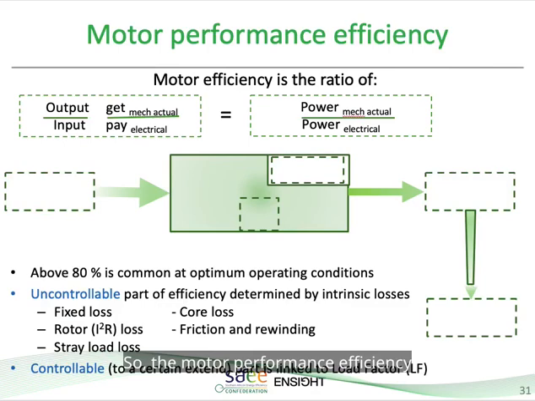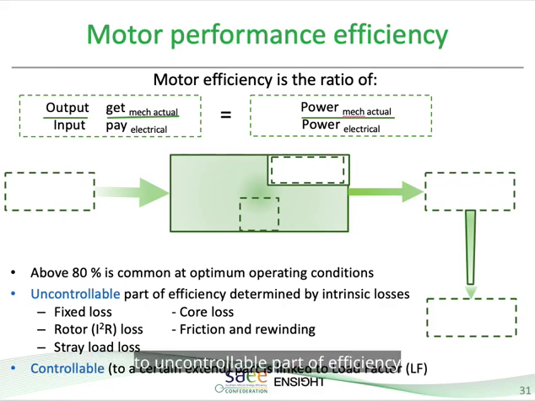So the motor performance efficiency is a ratio of the output over the input. It's the mechanical power out over the money that we pay for electrical. At the end of the day, we can also look at it as the actual mechanical power out divided by the electrical power in. Above 80% is common at optimum operating conditions.